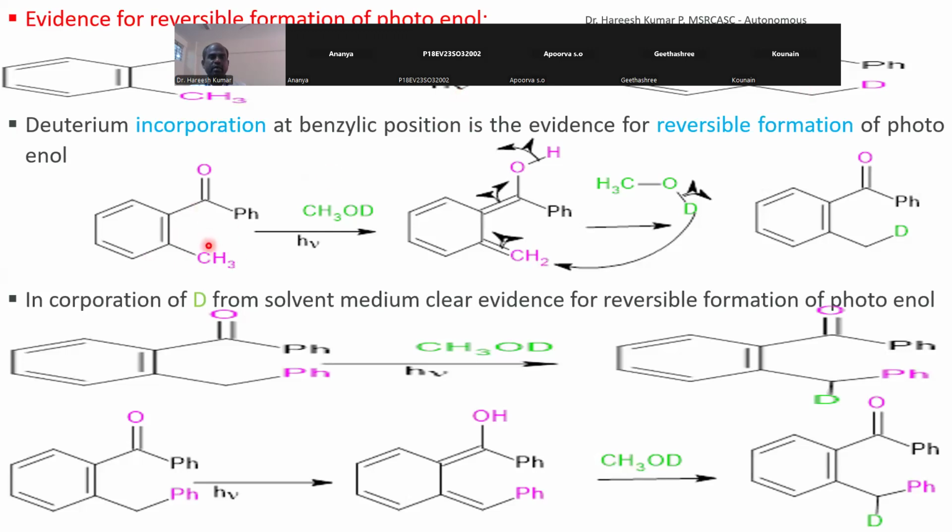Evidence. So here I am taking ortho-methyl benzophenone, and this is also ortho-methyl benzophenone. This is again a different one, benzyl benzophenone. So this group is called ortho-benzyl benzophenone, and this is also ortho-benzyl benzophenone. If you irradiate all these in the presence of deuterated methanol, the ortho substituted proton will be replaced with deuterium. Deuterium is the heavy one. It will replace the hydrogen via photoenol tautomerism. Is it clear? So overall, you can say that incorporation of D from the solvent medium is clear evidence for the reversible formation of photoenol. With this, I will go to the next slide.